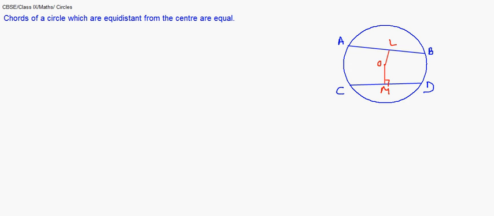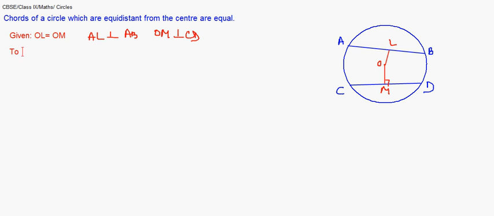Now we write here whatever is given to us. OL is given to be equal to OM, and also we know that OL is drawn perpendicular, since equidistant means, as I told even in the previous one, the perpendicular distance. So here we write OL perpendicular to AB and OM perpendicular to CD.